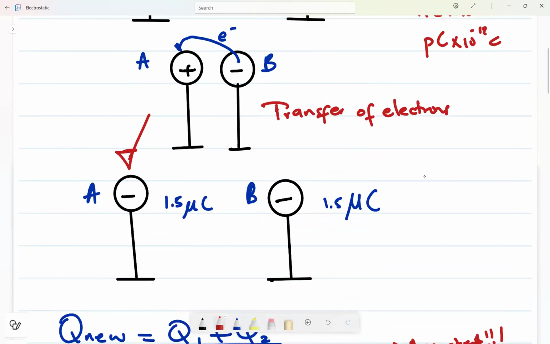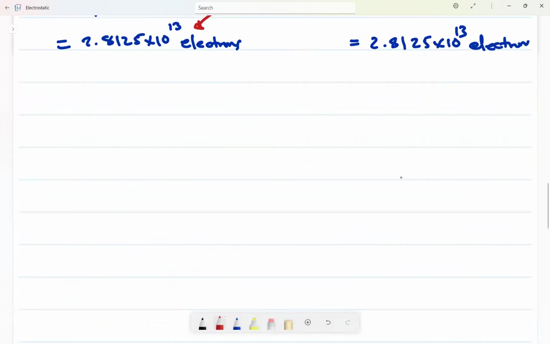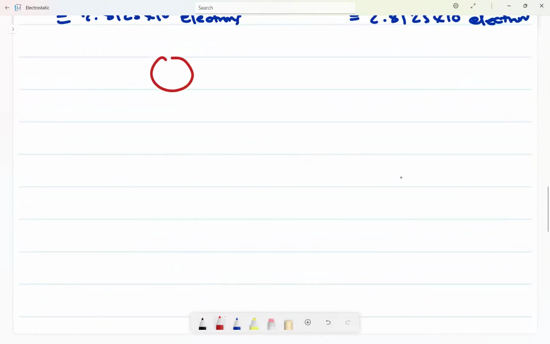What if we had a case now? I will erase it. What if we had a case now where both of them are positive, and say this one had 3 nanocoulomb, this one had 1 nanocoulomb. So the electrons were going to move from which one to which one?